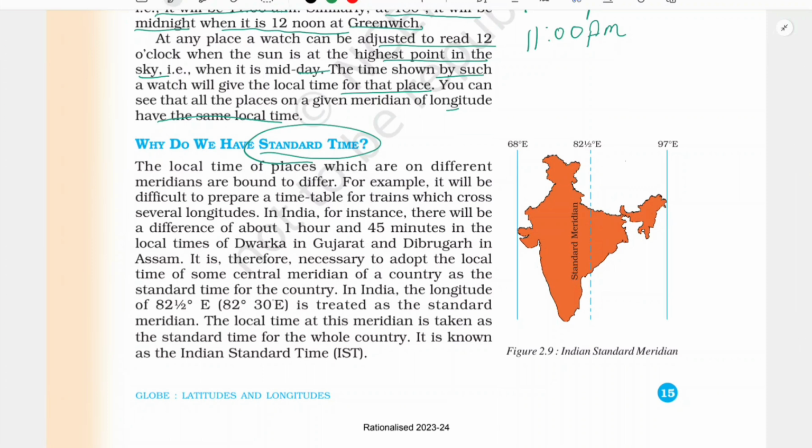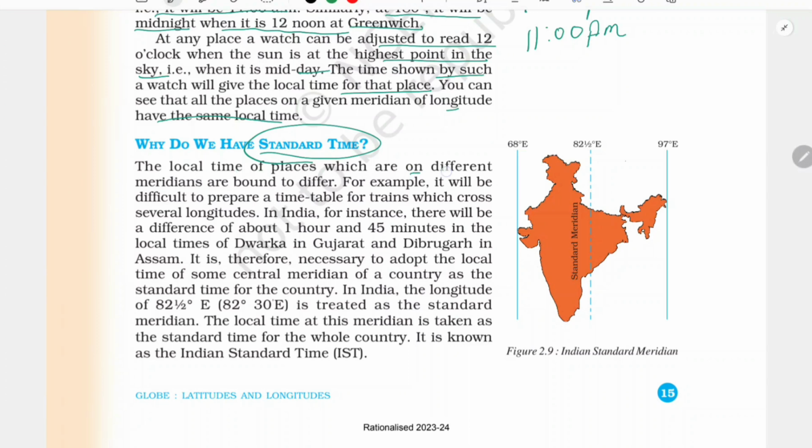As we have seen, if it is 12 noon in Greenwich, at 180 degrees it will be night, and which country will be located at that 180 degrees? Because of that there is a time difference, isn't it? So there is a need to adopt some standard time, so Greenwich is the standard time for the world. Now for India we will try to understand at which degree we have taken the standard time.